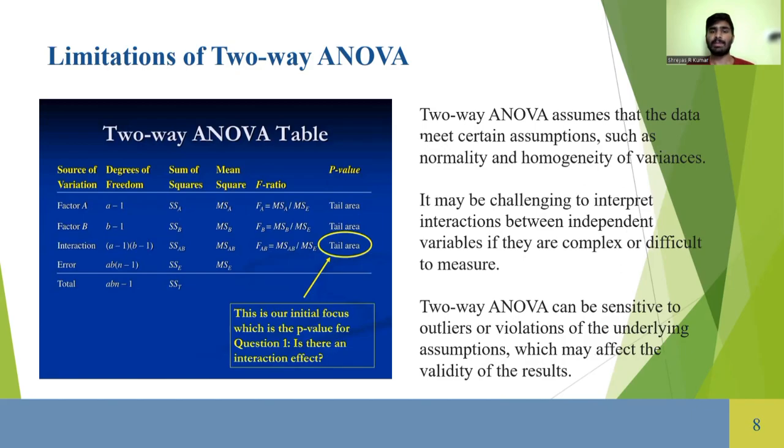Limitations of two-way ANOVA. The limitations of the two-way ANOVA are as follows. Two-way ANOVA assumes that the data meets certain assumptions, such as normality and homogeneity of variances. It may be challenging to interpret interactions between independent variables if they are complex or difficult to measure. Two-way ANOVA can be sensitive to outliers or violations of the underlying assumptions, which may affect the validity of the results.